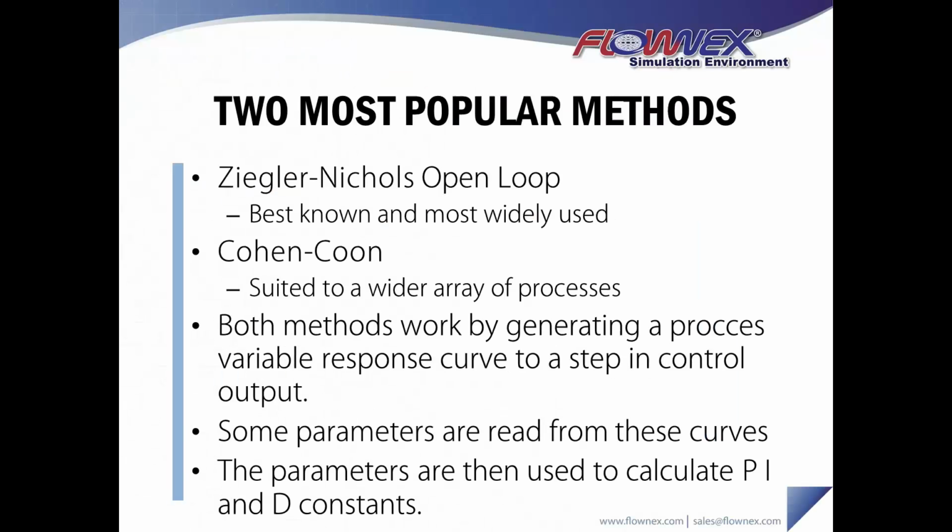Some of the most common methods use the step response of a system to calculate PID constants. Two of these methods are the Ziegler-Nichols open loop method and the Cohen-Coon method. The Ziegler-Nichols method is probably the most widely used because it's quite simple to calculate. The Cohen-Coon method involves a bit more calculations, but it is still easy to use and it is suited to a wider array of processes.